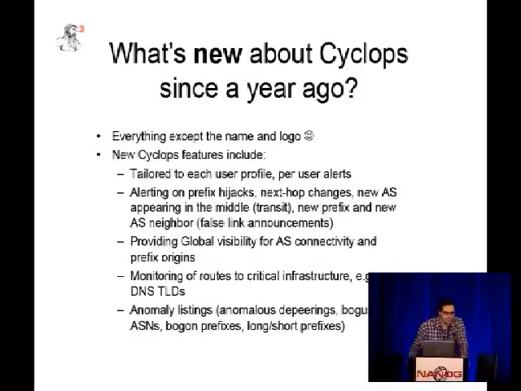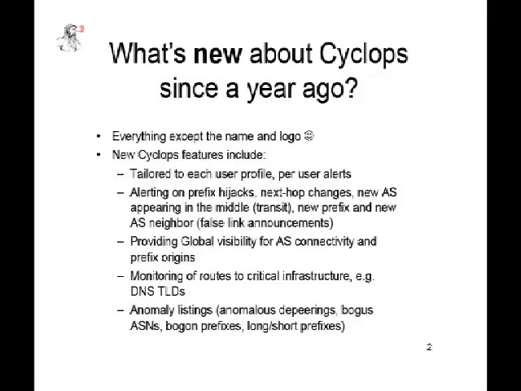So what is new in Cyclops? Well, right now we have user profiles in the tool. Users are able to input network configurations such as prefixes, AS neighbors, AS origins, and so on. And Cyclops is able to trigger alerts based on this information. So it's able to detect events such as routing leaks, prefix hijacks, origin changes, and so on.